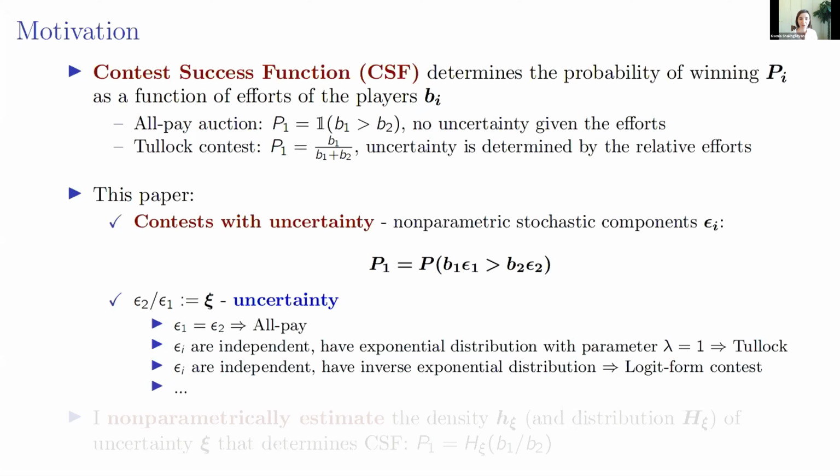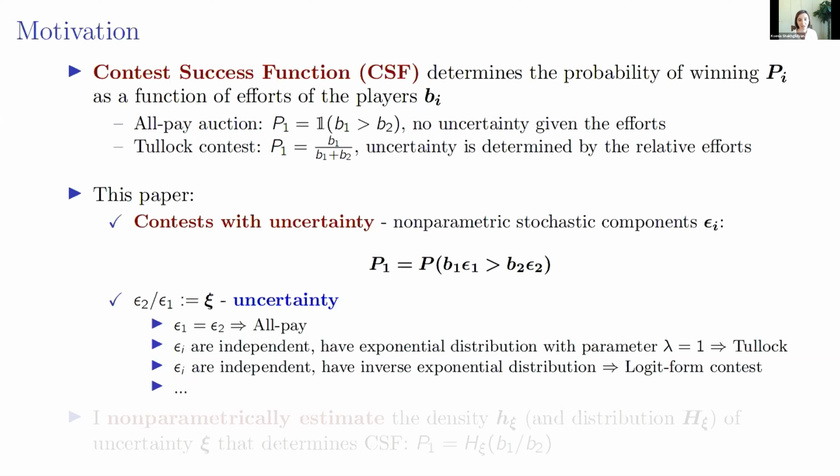Instead, in this paper, I account for uncertainty in a much more flexible way. The contest success function in my model is determined not only by the efforts of the players, but also by nonparametric stochastic components, epsilon_i's, that summarize other factors that could influence the winning probability apart from the efforts. I denote the ratio of epsilons ξ and call it uncertainty. Depending on uncertainty ξ, players' efforts have different effects on the winning probability.